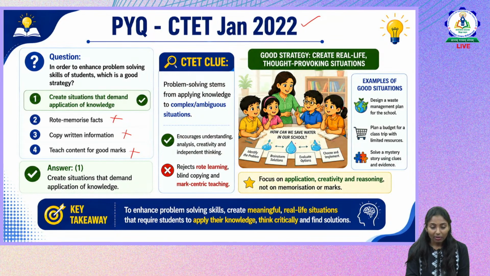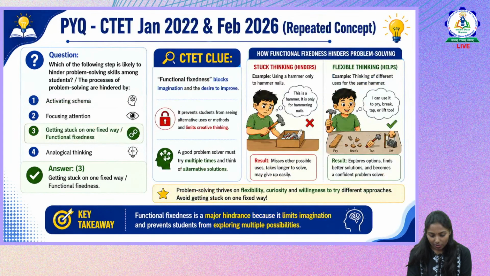The major thing is we have to create situations in which there is need for how the knowledge can be applied here. And one major thing is, anywhere if you find rote memorization facts, you can eliminate that option, because this is not the right option. So you can eliminate this option wherever you find. Okay, so we'll move to the next question.